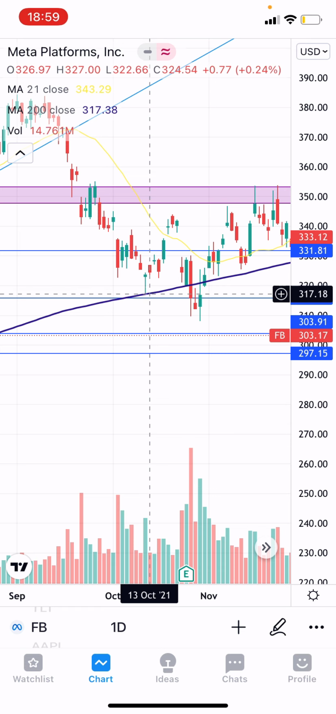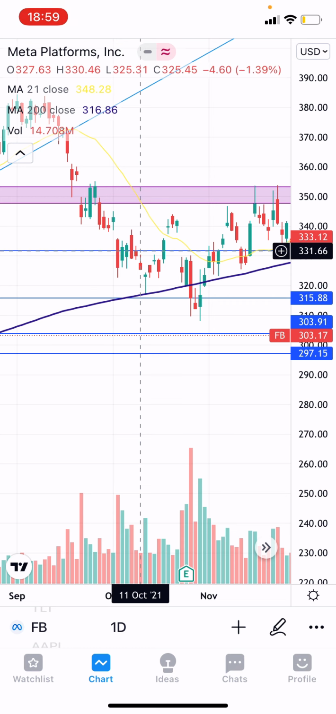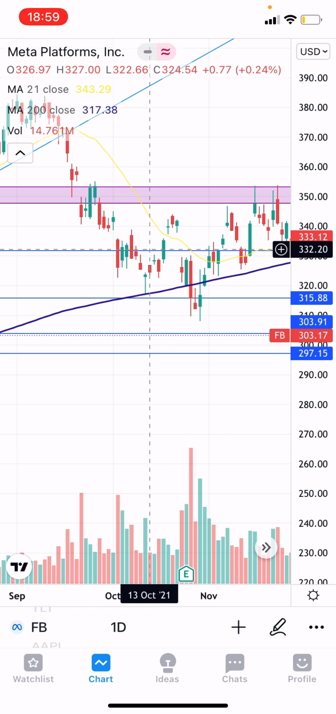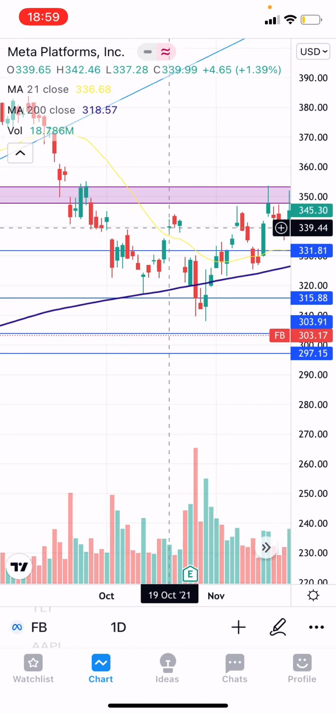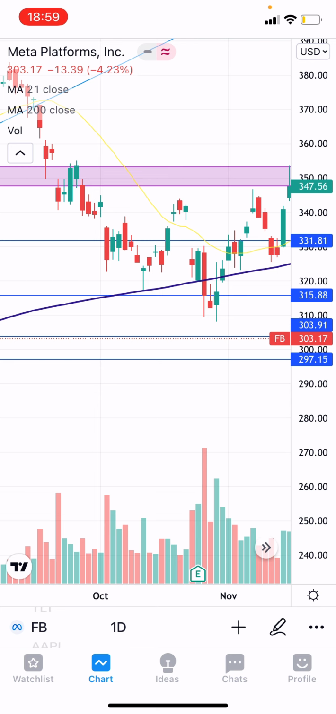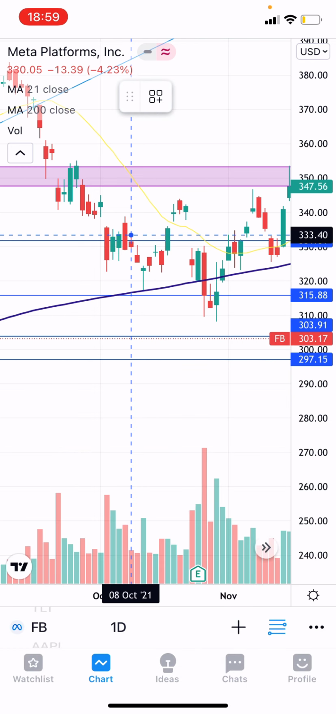So you could have taken a long here and then ridden that up to the prior level, which is the 331 area, right? And this is where you would, again, be bumping up your stop losses and trimming out. And then you could have ridden it up a little bit farther, bumping up stop losses more and trimming out even more.